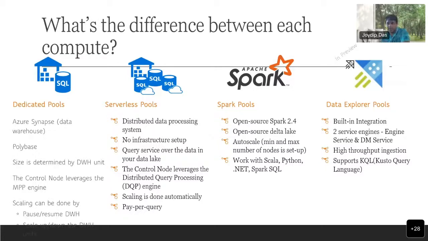So things like that are controllable in dedicated pool, whereas in your serverless pool, you don't have to scale in or scale out. It takes care of it automatically. Scaling is done automatically, and here it's pay per query. So with serverless, you don't have to configure those things, but then also you cannot control it, right? And then you have Spark pools, which are, as I mentioned several times, more for data science and machine learning use cases. You have Data Explorer pools, which is still in preview, I think, and which is more for real-time network related data.